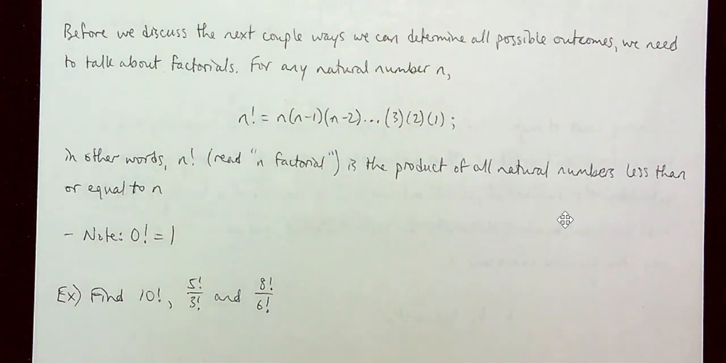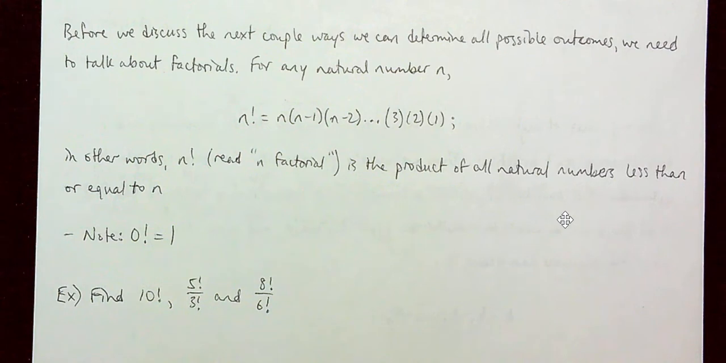20 factorial would be 20 times 19 times 18 times 17 times 16 and so on, down to 4 times 3 times 2 times 1. And these numbers do get very, very large very, very quickly.